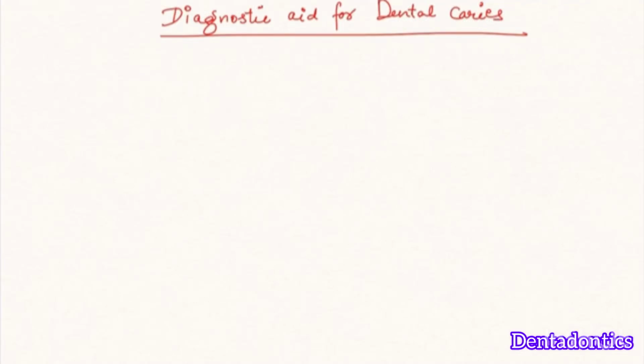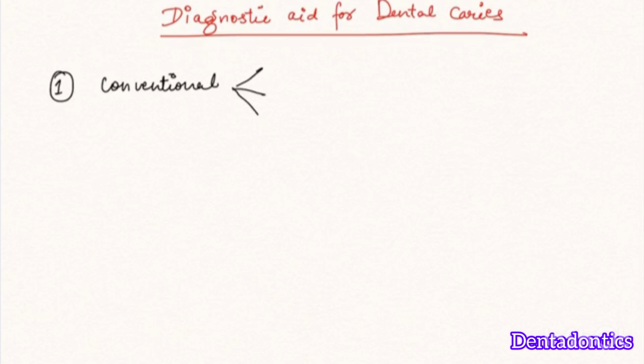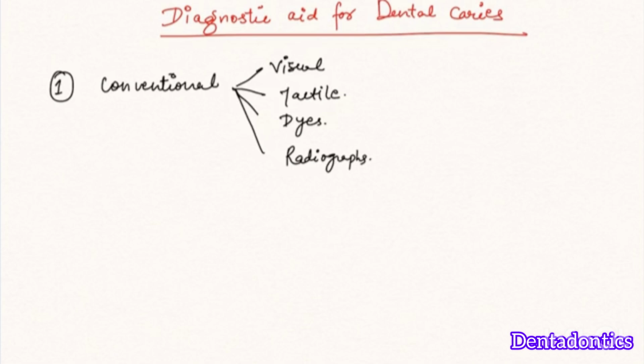Hello friends, today's topic is diagnostic aid for dental caries. Diagnostic aids are those appliances or instruments which are used to identify dental caries. They can be conventional or recent advancements. Conventional diagnostic aids can be of different types, like visual examination, tactile examination, dyes and radiographs.